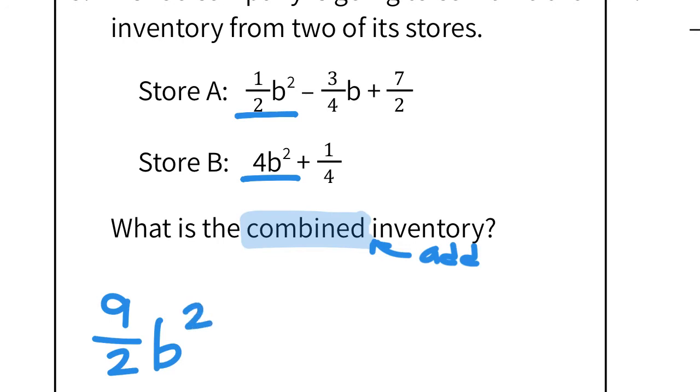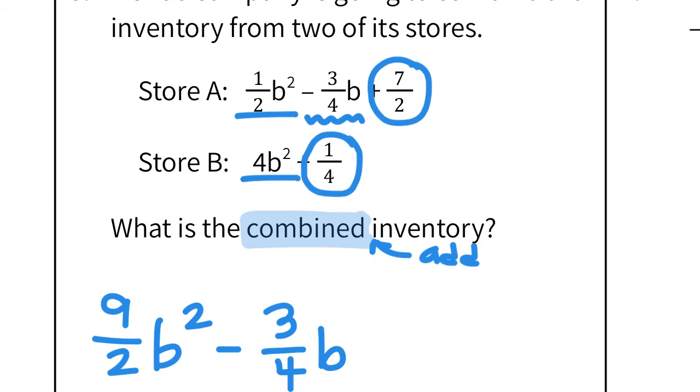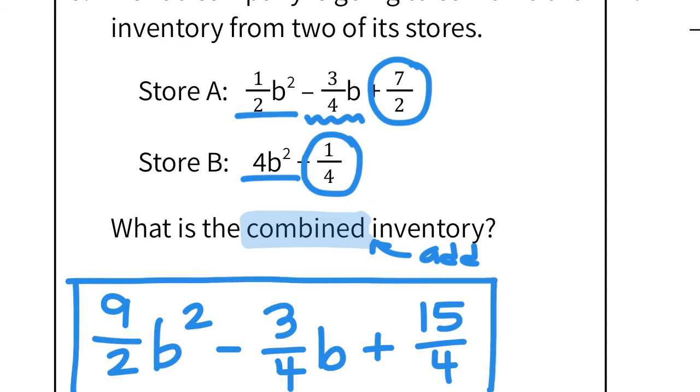Okay, next I have -3/4b, but in store B, there is no term that has a b, so that's going to stay exactly the way it is. And then last, I have these two fractions, 1/4 plus 7/2. We're going to add those together. And that gives me 15/4. If you're not too good with fractions, remember you can always use a calculator. Desmos.com/scientific would be a good one, and it will simplify the fraction for you.